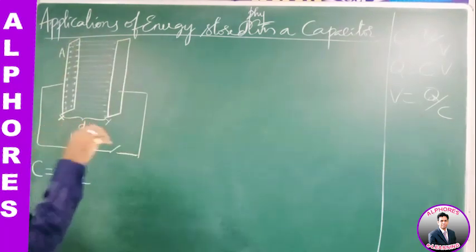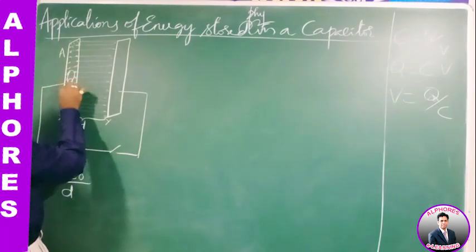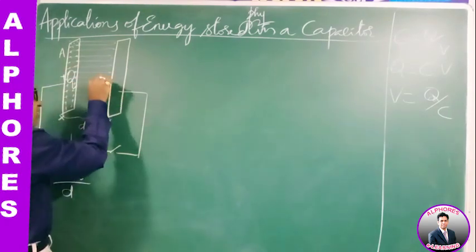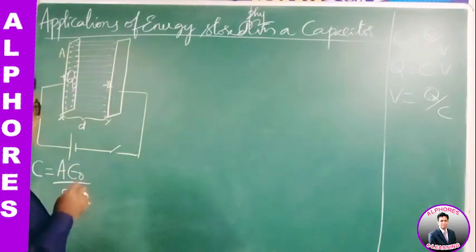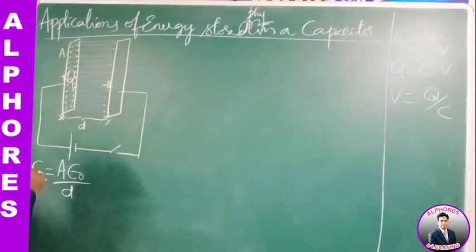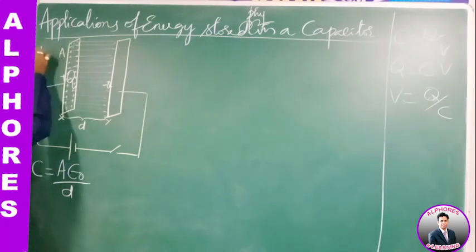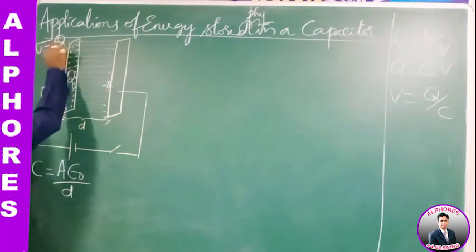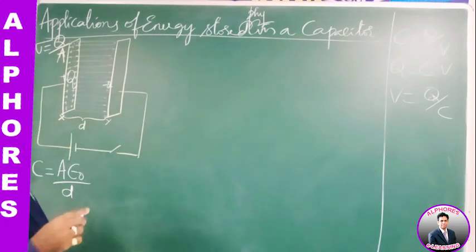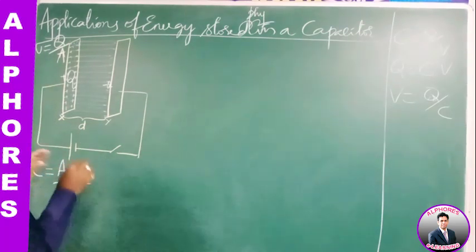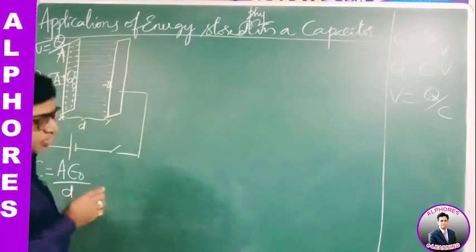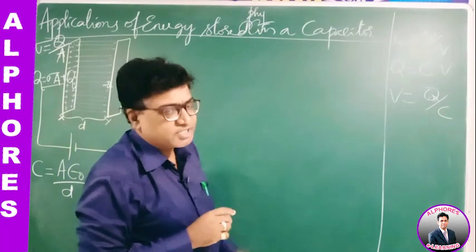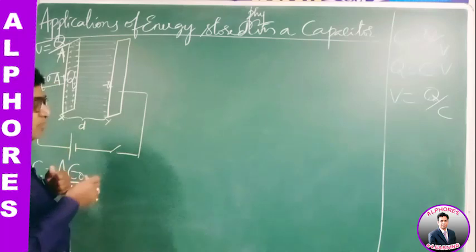Now if the charge stored in the capacitor is capital Q, this is plus capital Q, and on this one it will be minus capital Q. The charge stored is plus Q, minus Q. The surface charge density is sigma, it is capital Q by A, the charge stored per unit area. So the charge stored Q is sigma into A, the charge that is stored on the capacitor is sigma into A.